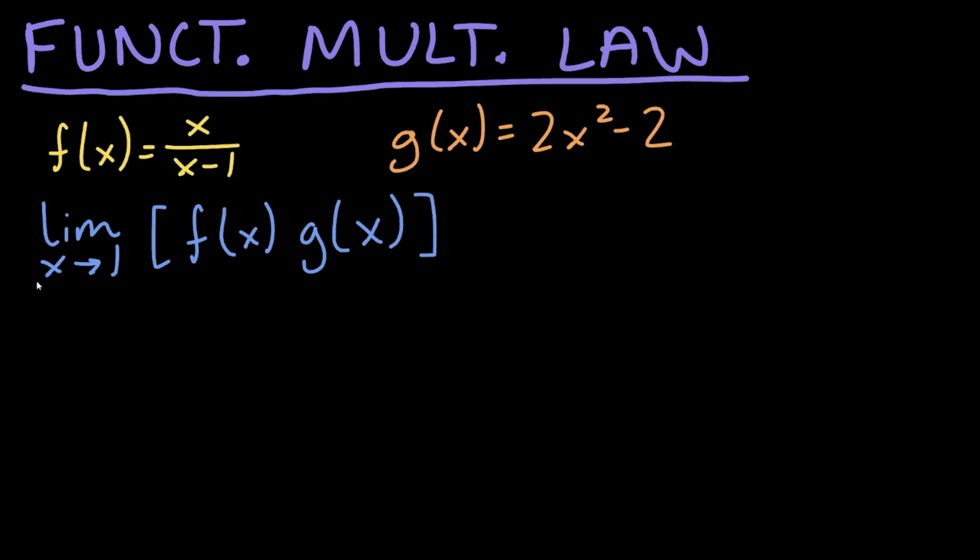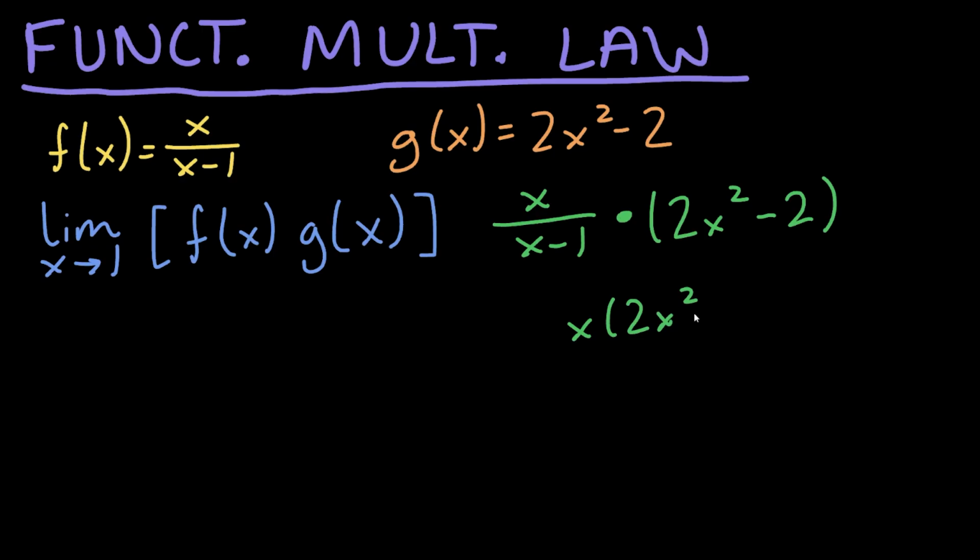Okay, so in this example, we're trying to find the limit as x approaches 1 of f of x times g of x. Now, if it were me, this is what I like to do: I like to multiply the functions first and then find the limit. To me, that's just a little bit easier, but it's totally up to you. So if I take our function x over x minus 1, and then multiply by 2x squared minus 2, I get the function x times 2x squared minus 2 over x minus 1.